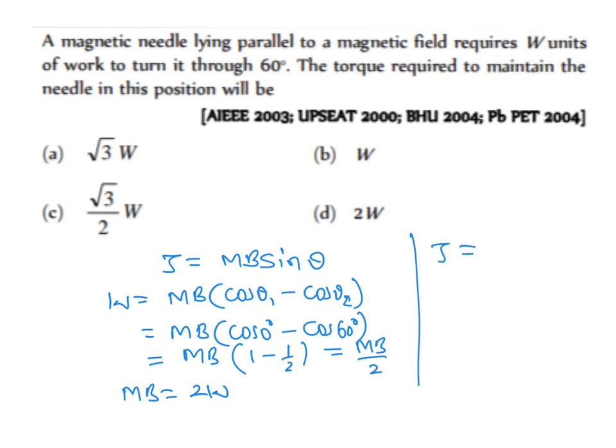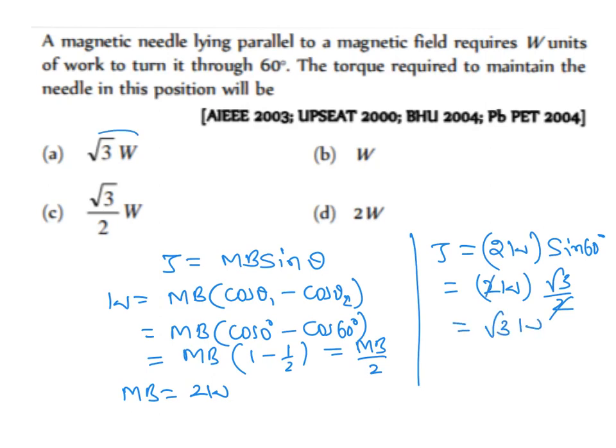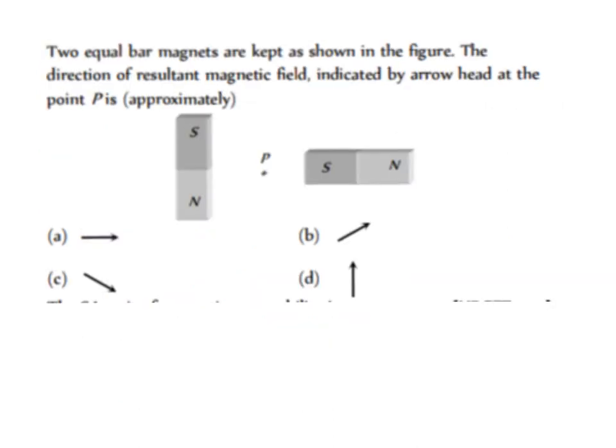So therefore I can say torque tau equal to, instead of mb I can substitute 2 times w into sine of 60 degree. Sine 60 is nothing but root 3 by 2. 2 times w into root 3 divided by 2. Now 2 is gone, we are left with root 3 times w. So that's the reason why option A is the right answer for this question. Go to the next problem.